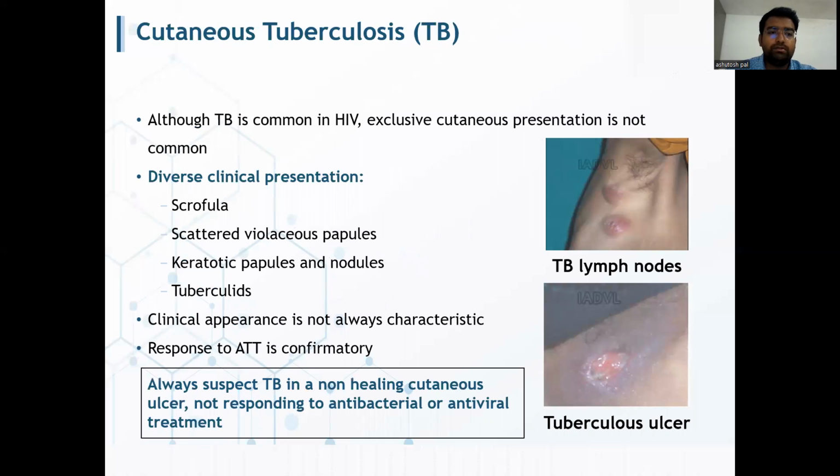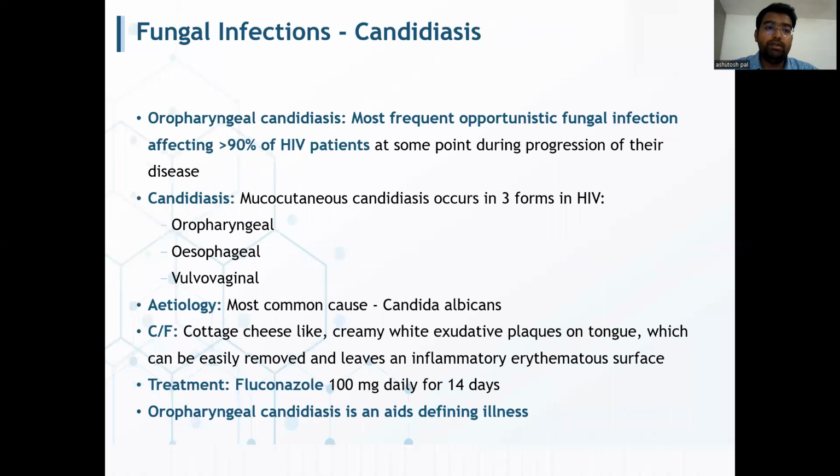Cutaneous tuberculosis has diverse clinical presentation. Scrofuloderma, scattered violaceous papules, keratotic papules, and tuberculate nodules. Clinical appearance is not usually characteristic most of the time because the immune system is not normal in HIV patients. There is immune suppression, so clinical presentations may vary. Always suspect TB in a non-healing cutaneous ulcer not responding to antibacterial or antiviral treatment.